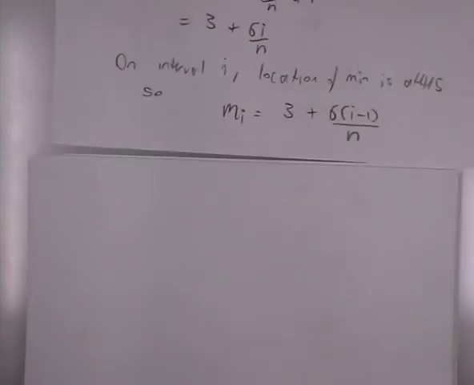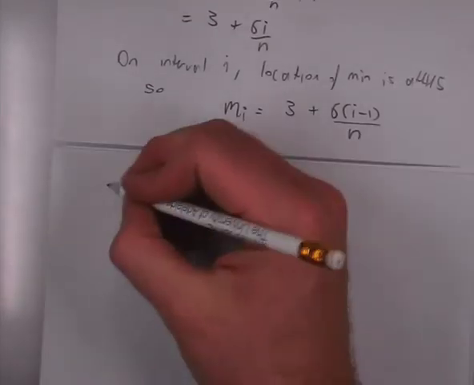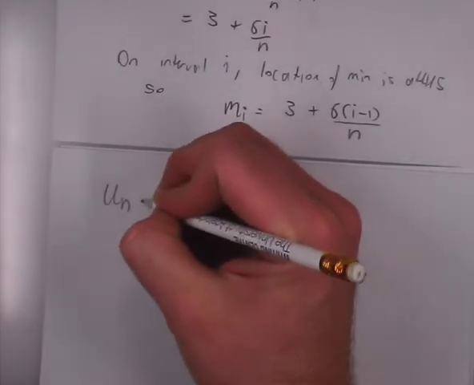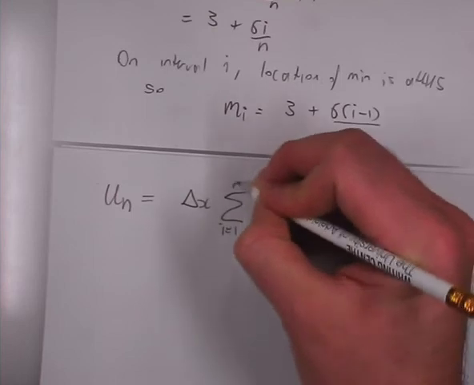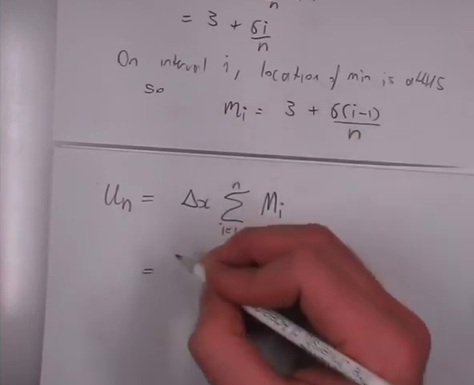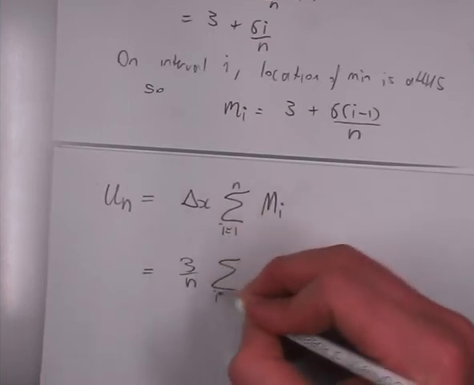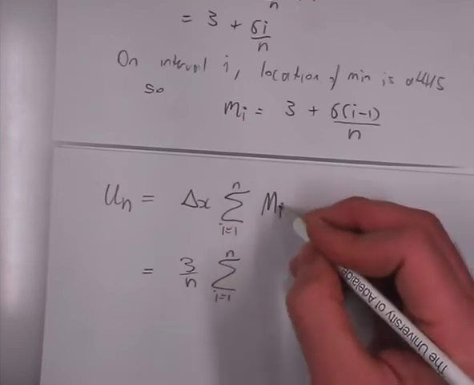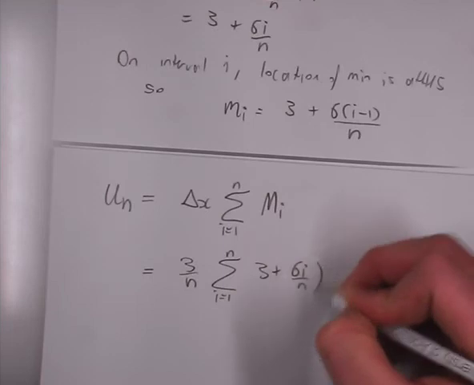Incidentally, at this point, no, I'll do that later. So now I can say that the upper sum must be delta x times the sum of the capital M_i's. And the delta x was 3 on n. And the capital M_i was 3 plus 6i on n.